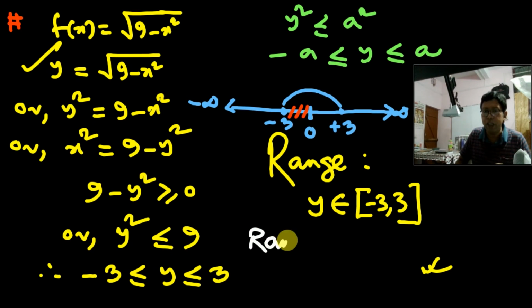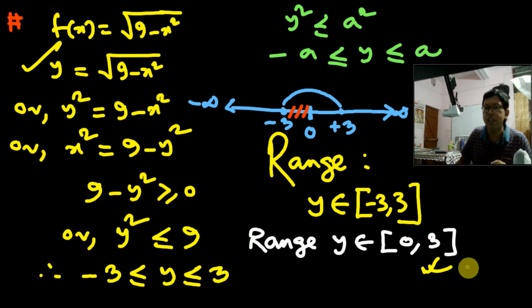The correct range is that y will belong from 0 to 3. This is the closed interval 0 to 3, and this is the range of the function. You cannot write y belongs to minus 3 to 3, so that is wrong, and this is the correct answer.